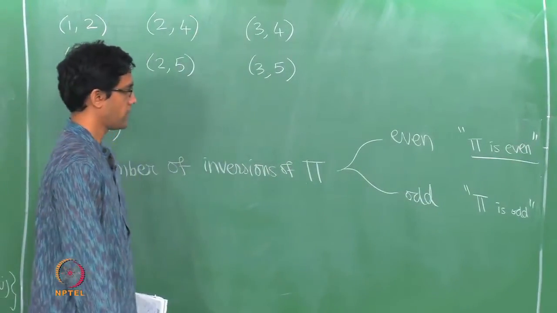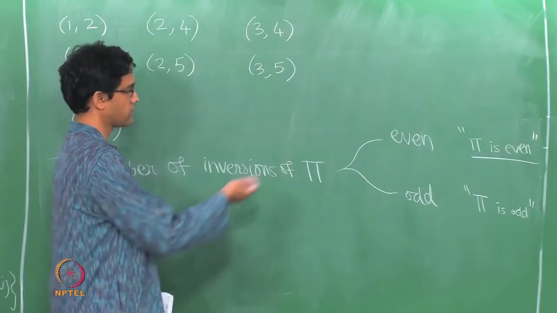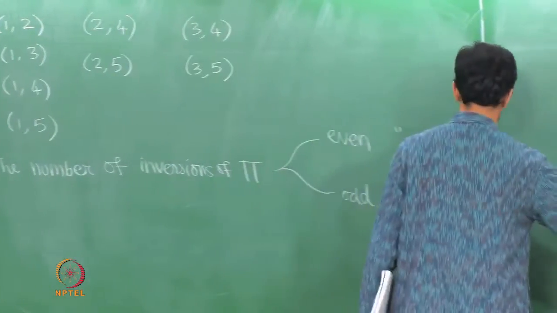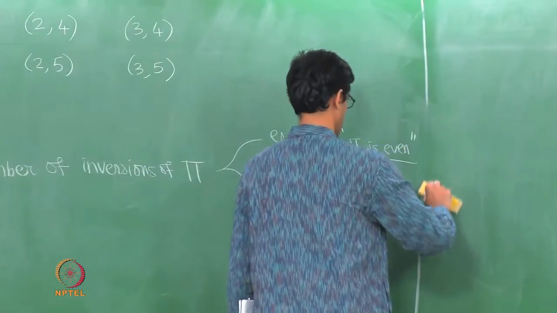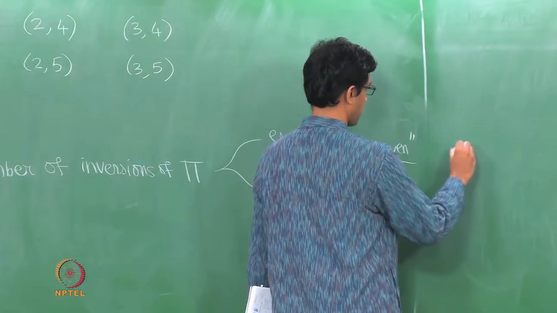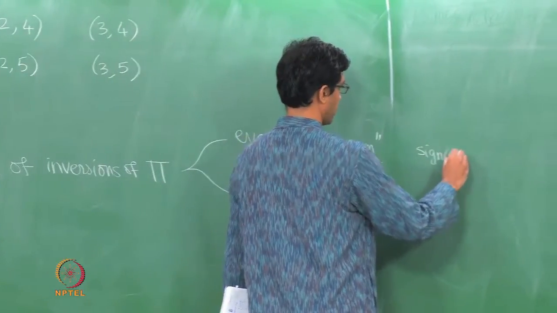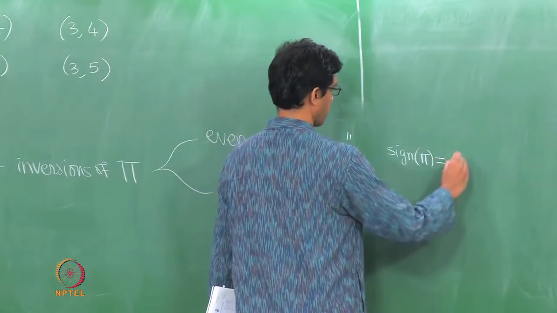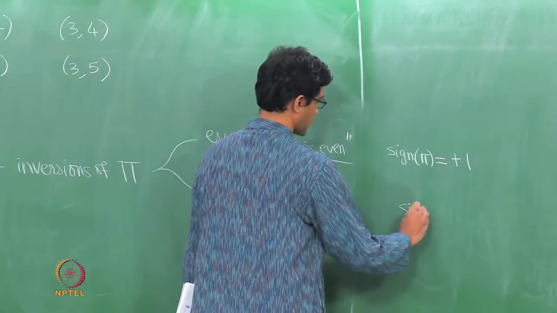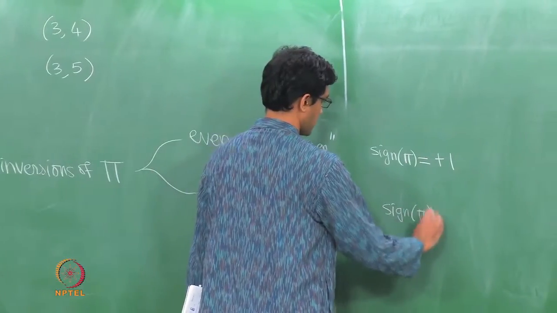Okay. And we also have a notion of sign, which is another way of saying the same thing. So equivalently, here is another thing we do. So pi is even, that is one way of saying it. Another equivalent way of saying this is to say that the sign of pi is +1, and if pi is odd, we define something called the sign. We say the sign of pi is -1.